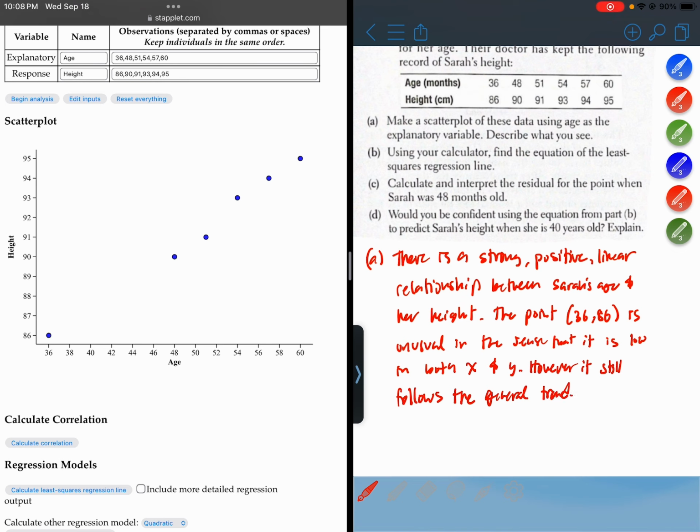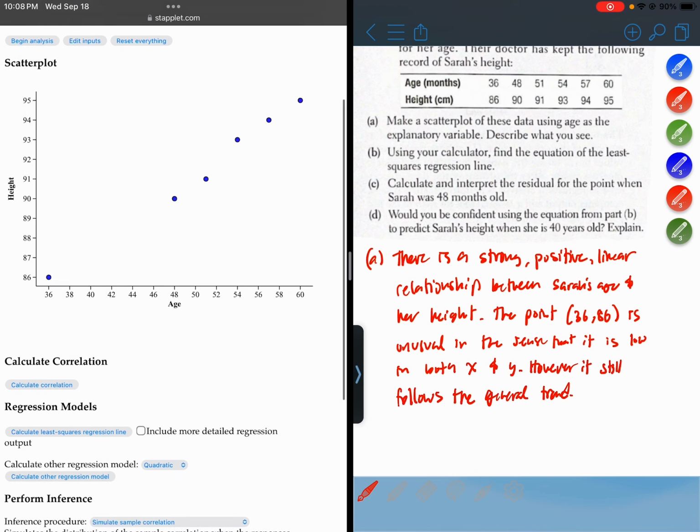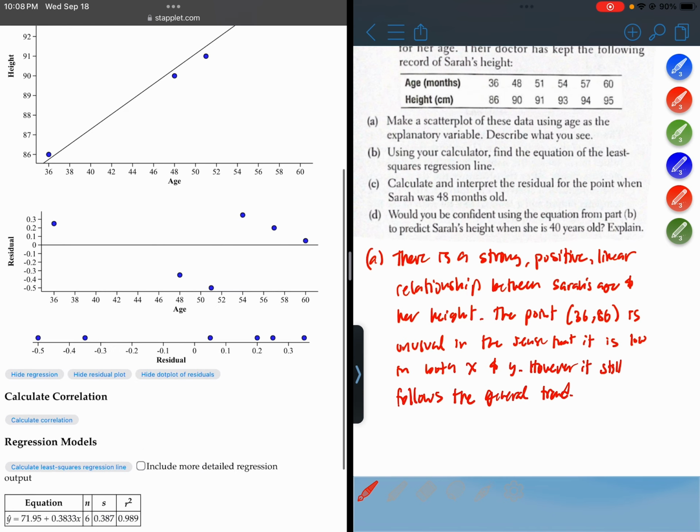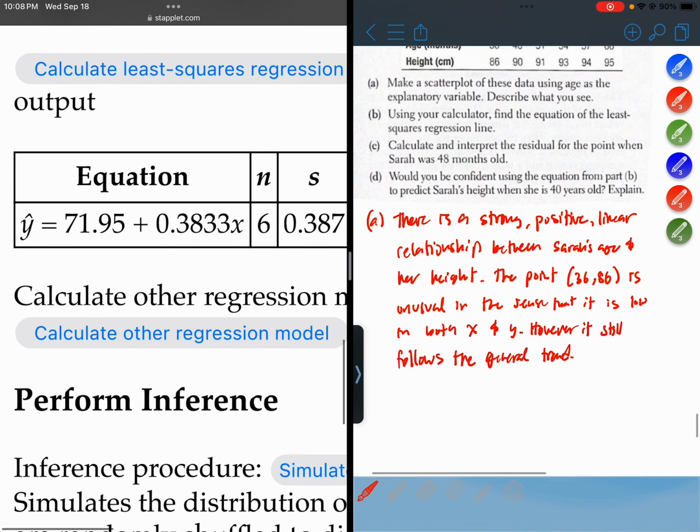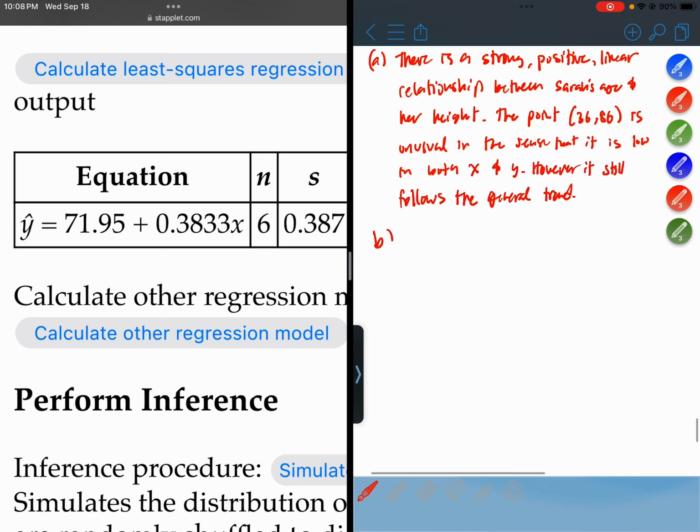Okay, part B. Use your calculator to find the equation of the least squares regression line. Well, I'm not using the calculator, I'm just using the software here, and this is the equation. So it's the predicted height. Remember we want to include context even in the equation. 71.95 plus 0.3833 times her age.